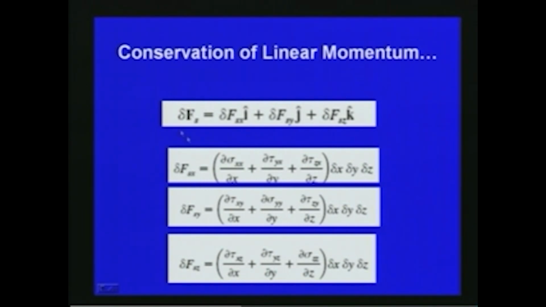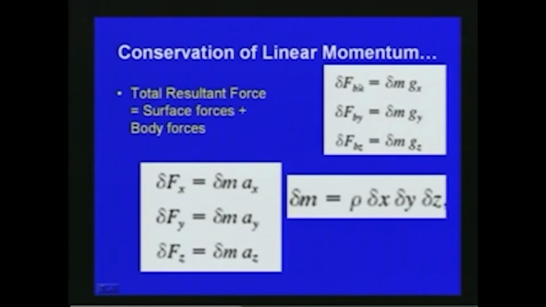Now if we consider the x direction, with respect to the previous figure, we can write delta Fsx equal to del sigma xx by del x plus del tau yx by del y plus del tau zx by del z, into delta x delta y delta z. So this is the surface force with respect to the normal stress and shearing stress. Similarly, delta Fsy can be written as del tau xy by del x plus del sigma yy by del y plus del tau zy by del z, into delta x delta y delta z. And in the z component we can write delta Fsz equal to del tau xz by del x plus del tau yz by del y plus del sigma zz by del z, into delta x delta y delta z. So we have seen the three components of the surface forces in the x, y, z directions.